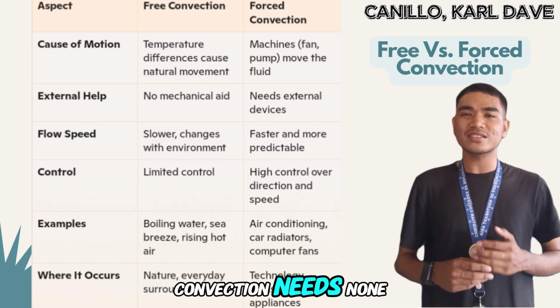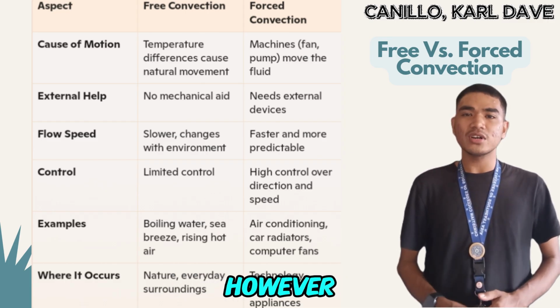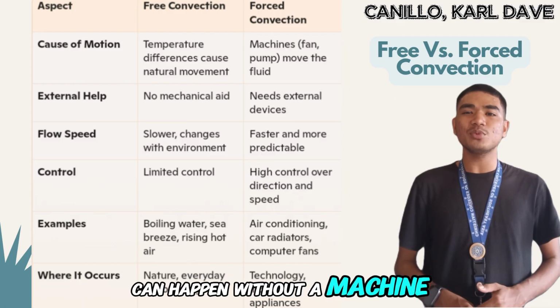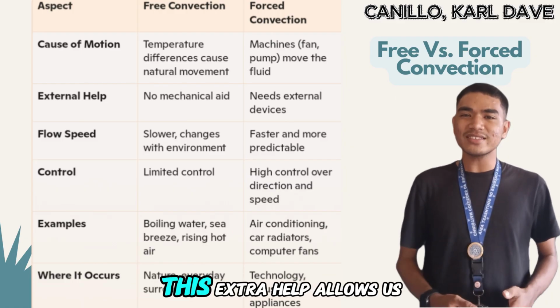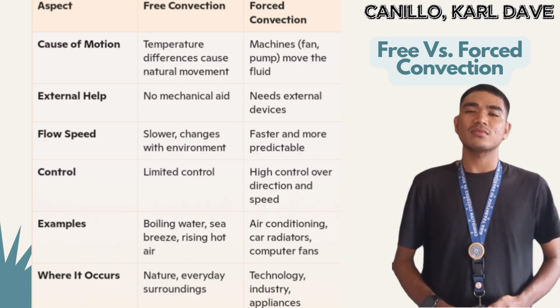Next is external help. Free convection needs none, it happens on its own. Forced convection, however, cannot happen without a machine pushing the fluid along. This extra help allows us to manage the movement more precisely.